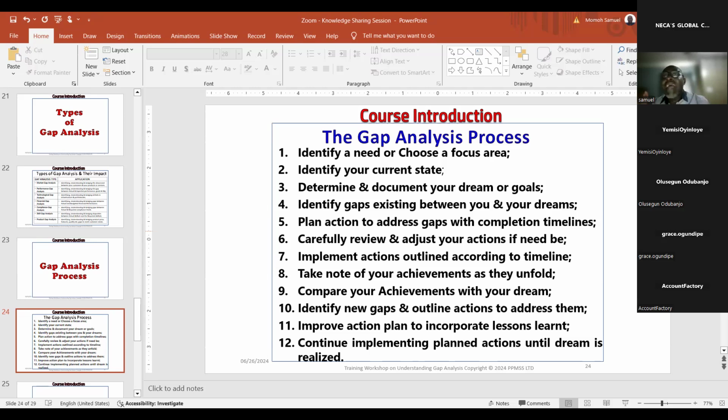Then step 7, you go ahead to implement them one after the other. And by implementation, for example, appointing the management rep is implementation. Selecting a certification body and registering with that certification body is one way of implementing the gaps that we have identified. We were also able to identify that our staff, in terms of awareness about health and safety requirements, are lacking.